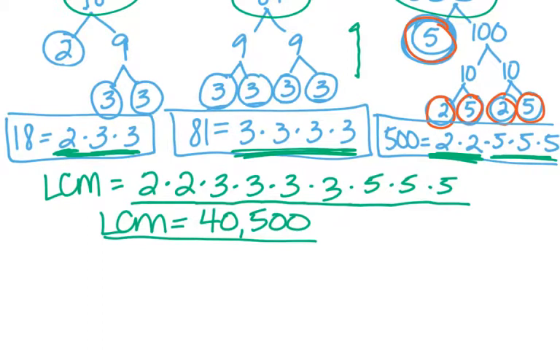So we're going to do one more example just to solidify this. It's another one from our book. We're going to do the numbers 30, 75, and 80. So we're going to do our factor trees and find our prime factors.